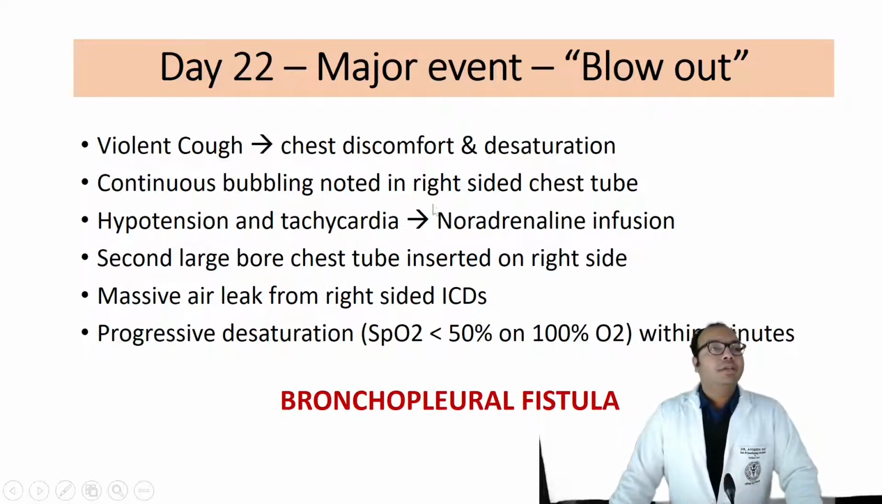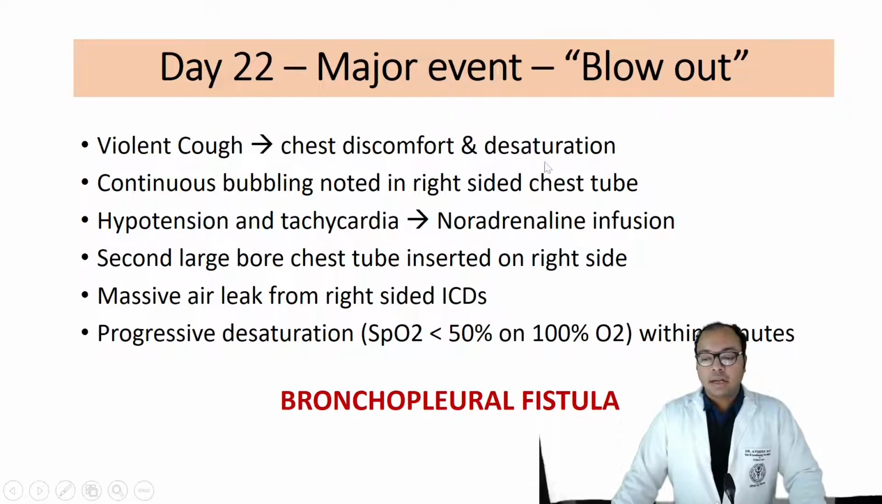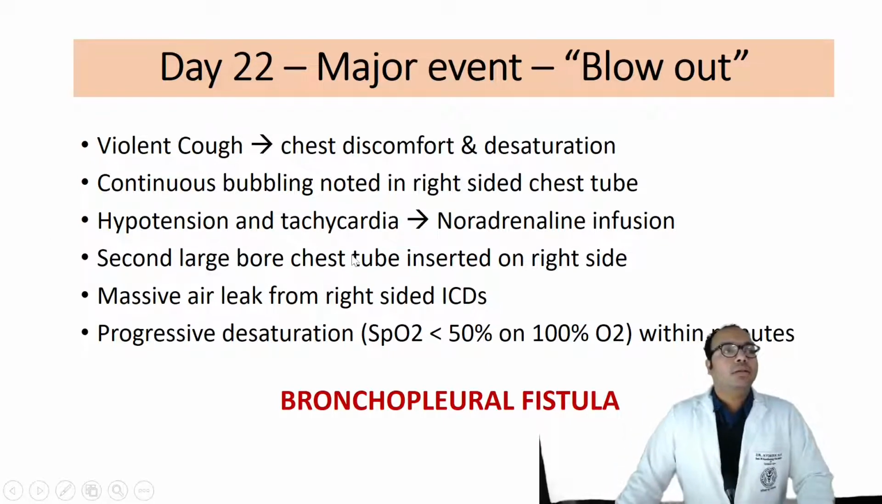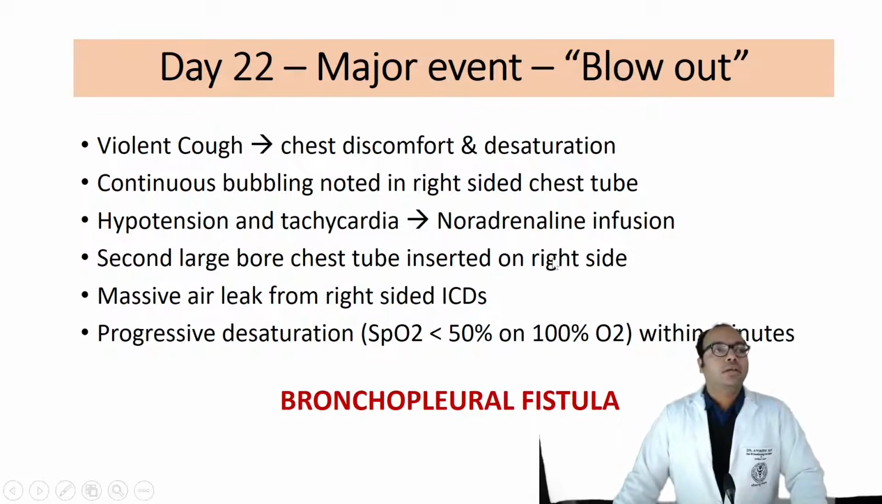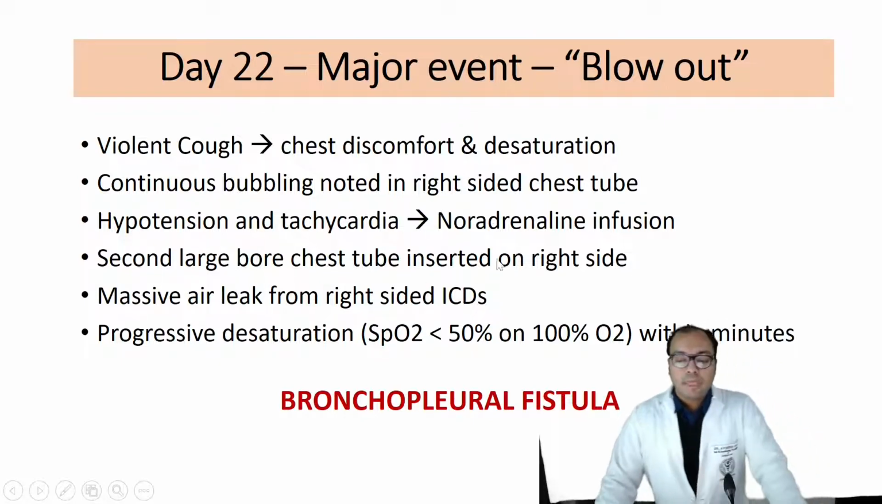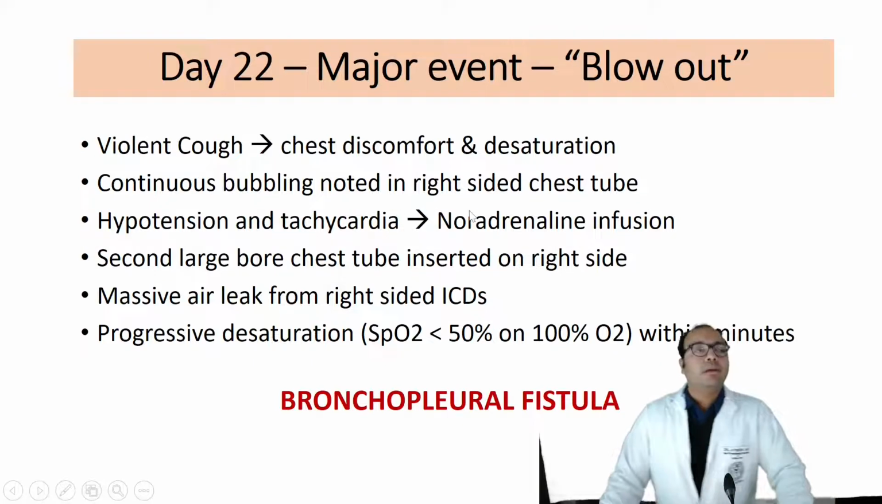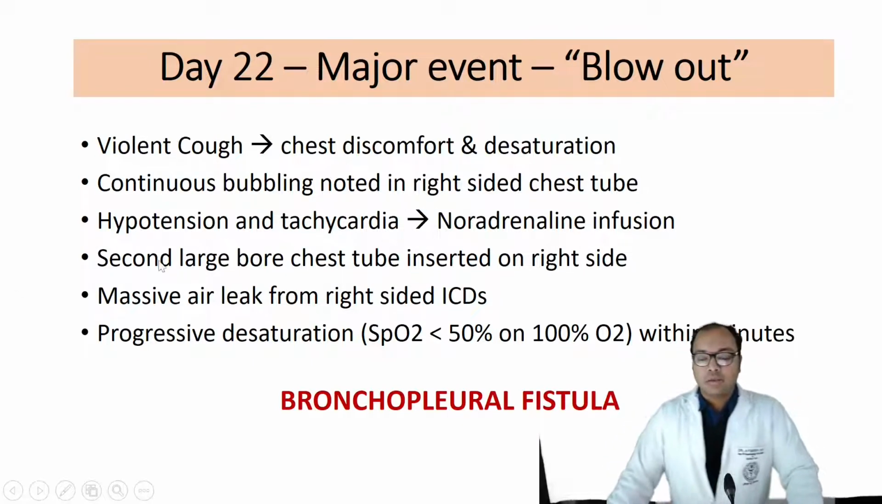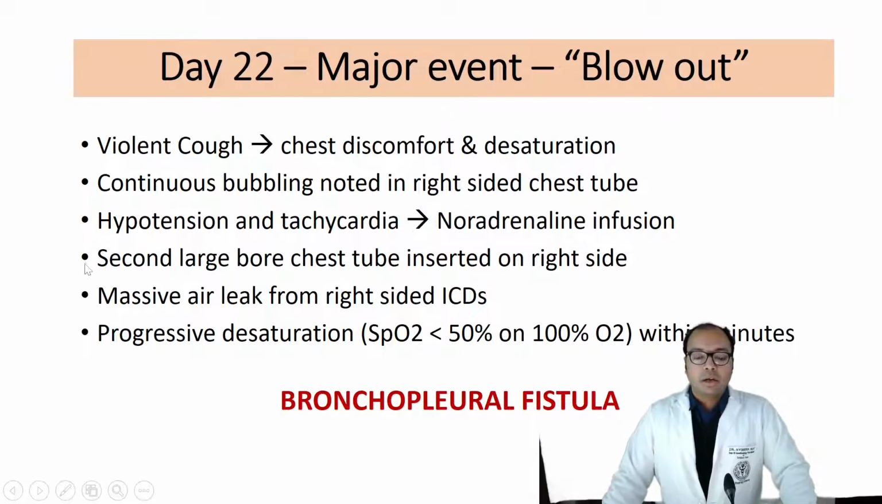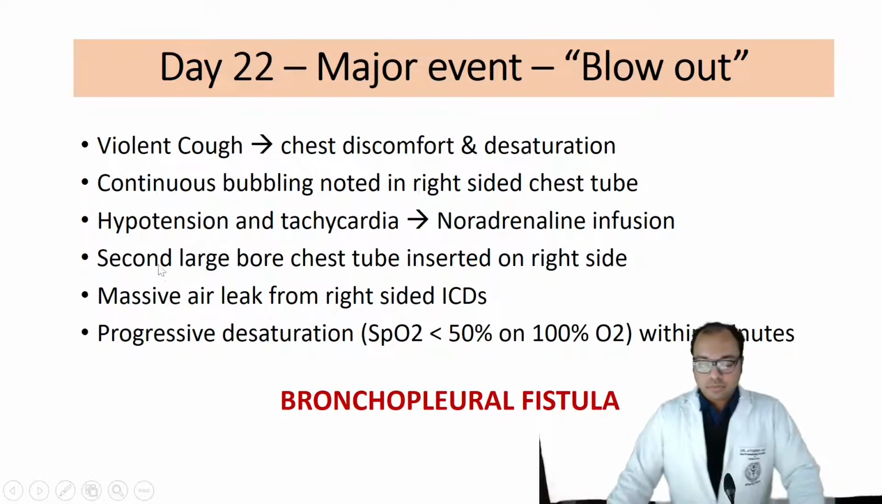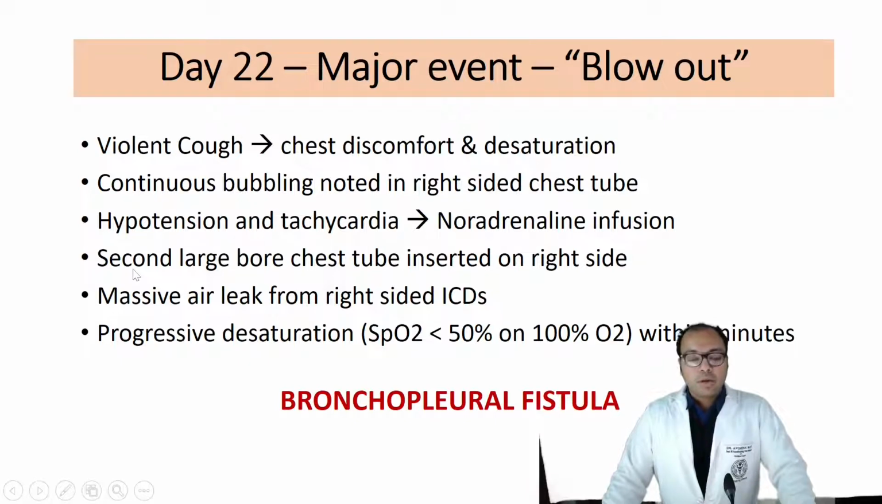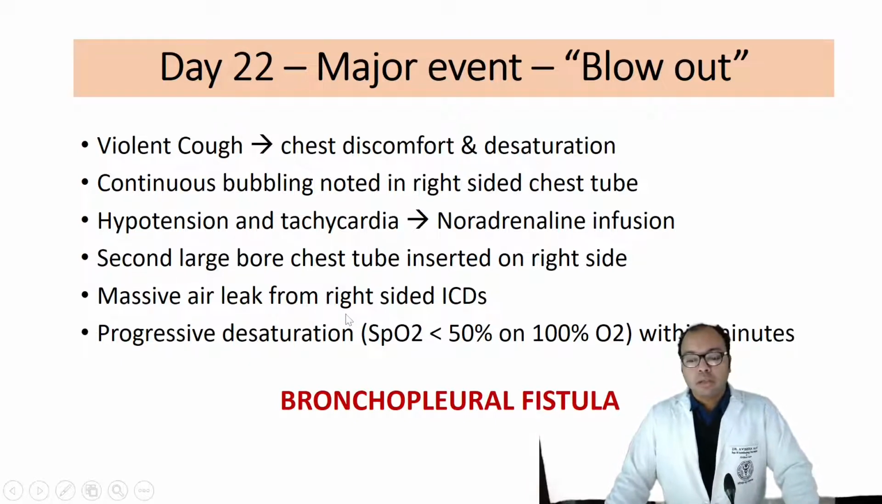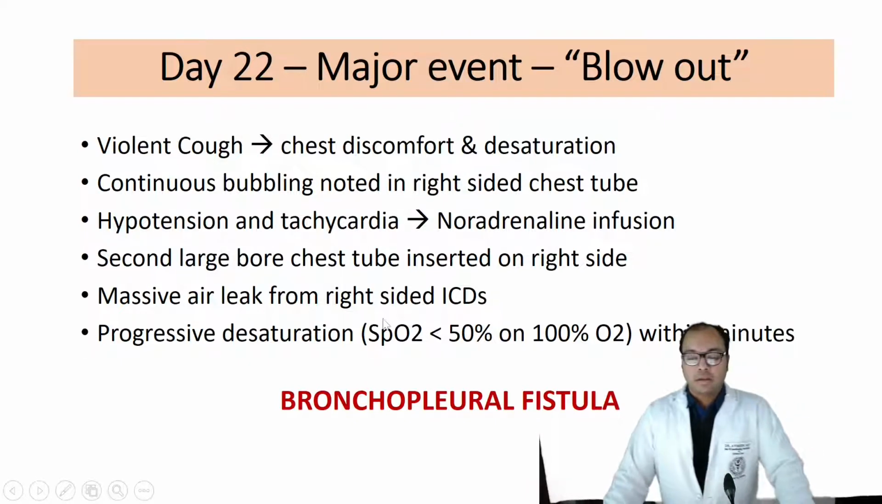Along with that, there was decrease in the breath sounds on the right hemithorax, and there was hypotension and tachycardia. So we started a vasopressor infusion. All of these signs and symptoms pointed towards the diagnosis of tension pneumothorax, and therefore we put a second large bore chest tube on the same, right side, and we noted that there was a massive air leak from both the right sided chest tubes.